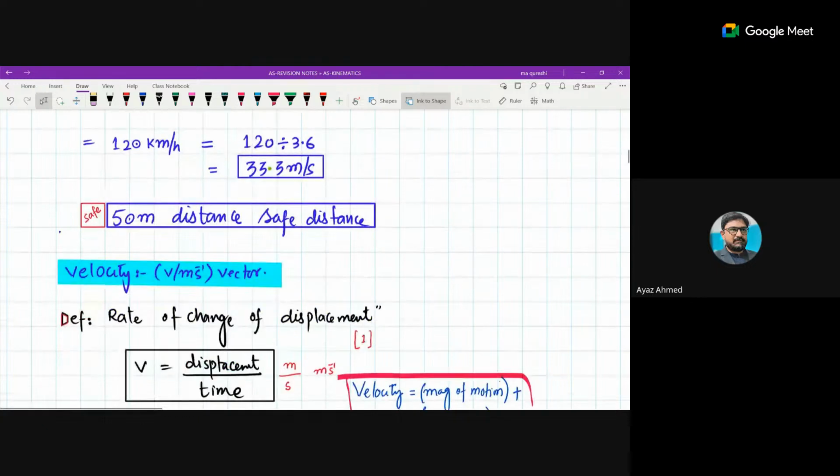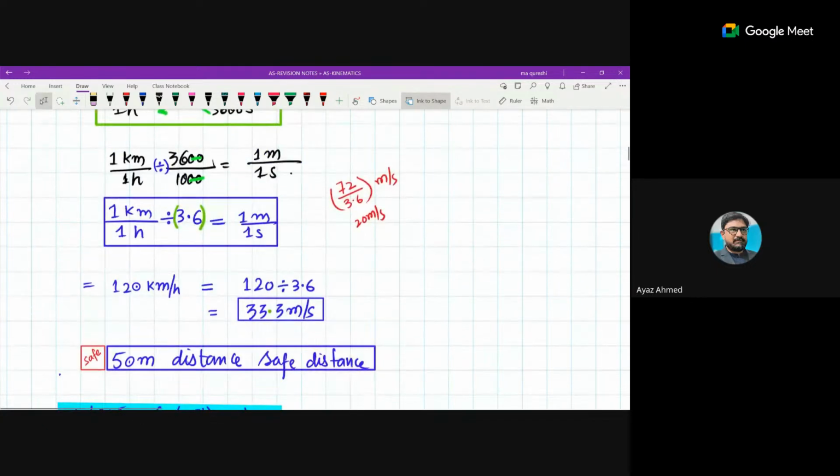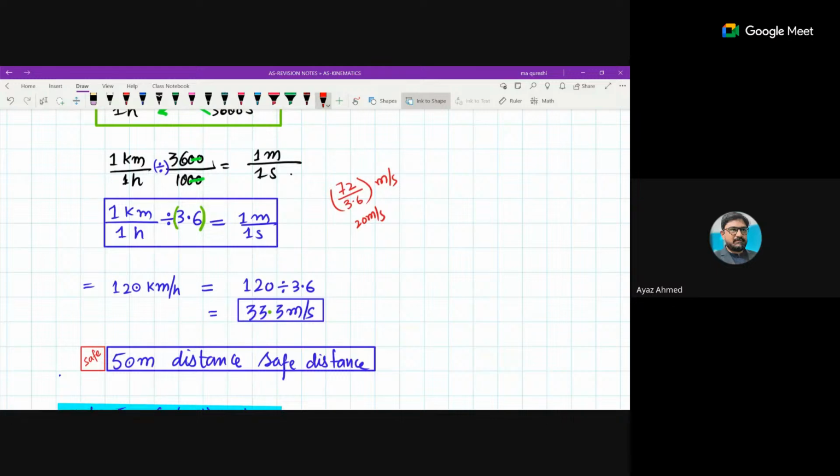So if you are going to convert kilometer per hour into meter per second, you will divide the number by 3.6. Why? Here is the entire discussion. A kilometer has 1000 meters and an hour has 3600 seconds. So it would be 1000 divided by 3600, which is actually in meter per second. For example, 120 kilometer per hour means you are driving at a speed of 33 meter per second.